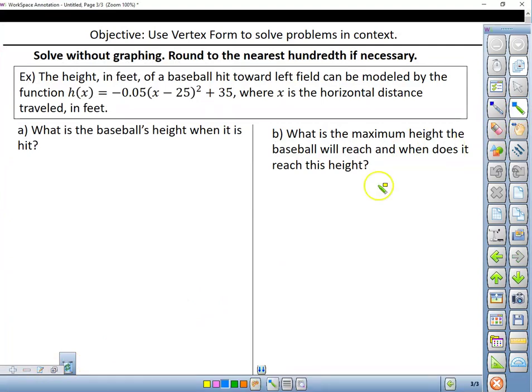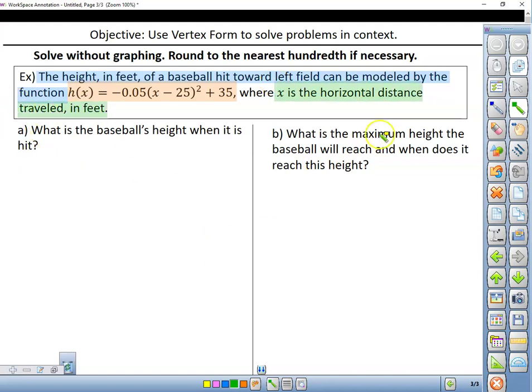Okay, so in this second example, we are looking at a model. It says the height in feet of a baseball that's hit toward left field is modeled by this function. So again, remember the word function is talking about the function notation, the y values. So these y values model the height in feet of this baseball. So our function, again, vertex form, and x here is defined as the horizontal distance traveled also in feet.